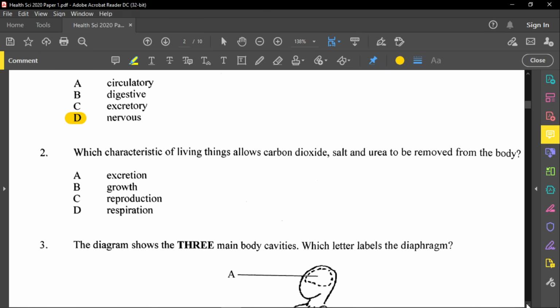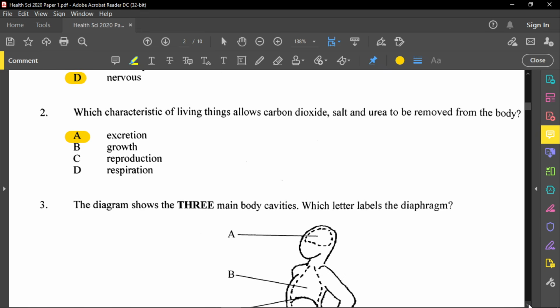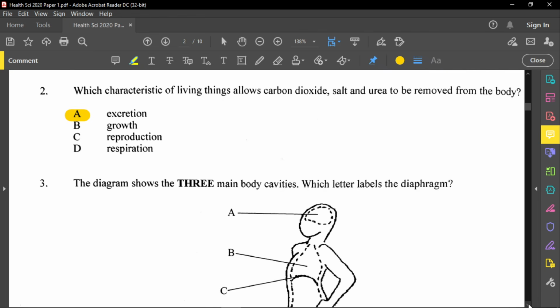It said, which characteristic of living things allows carbon dioxide, salt, and urea to be removed from our body? These substances are chemical waste, otherwise called metabolic waste, and so they are removed by the process of excretion. So point to note, excretion will remove metabolic waste from our bodies.